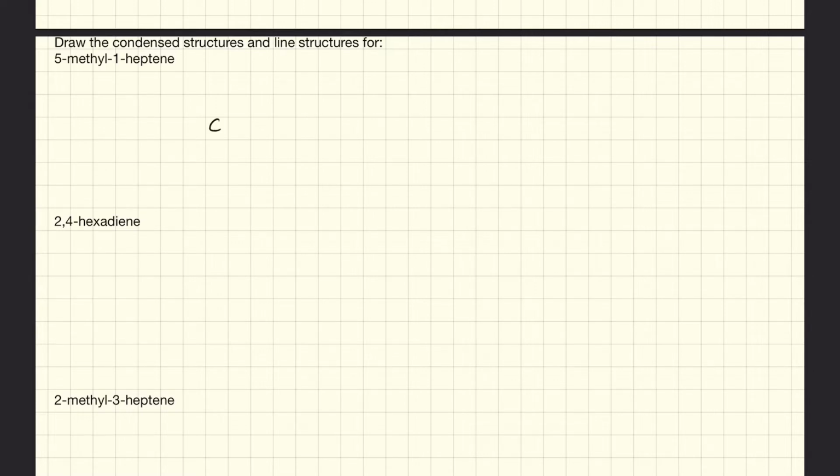Okay, draw condensed structures and line structures for 5-methyl 1-heptene. Okay, so I know it's a heptene, so I can do my carbon backbone first. And then I can fill in my heptene, so my double bond goes here. Okay, and then my 5-methyl, so 1, 2, 3, 4, 5. There's my 5-methyl.